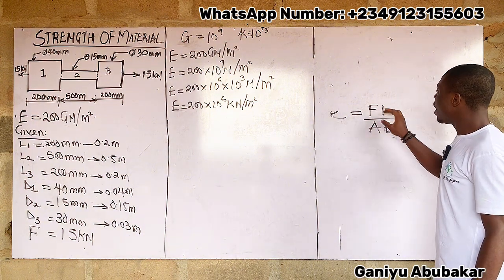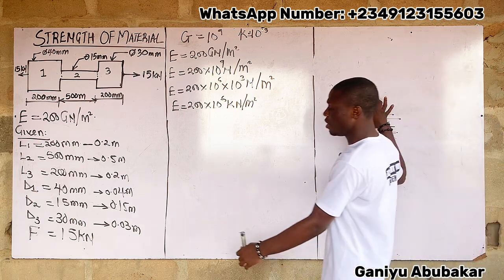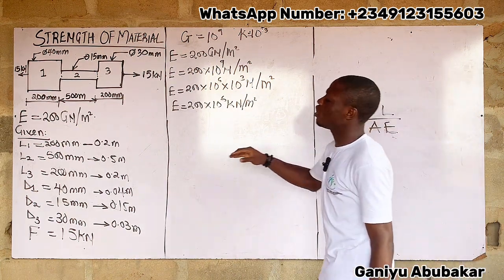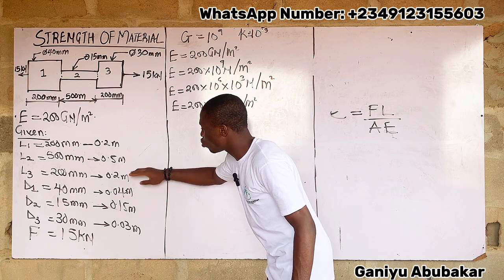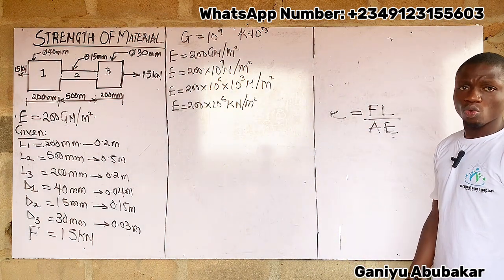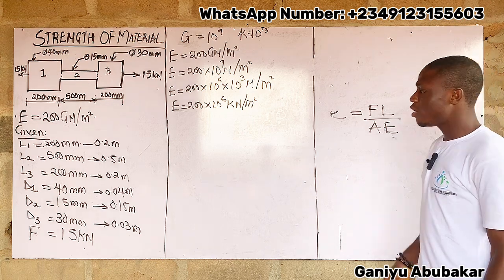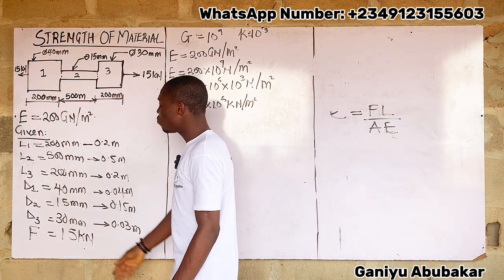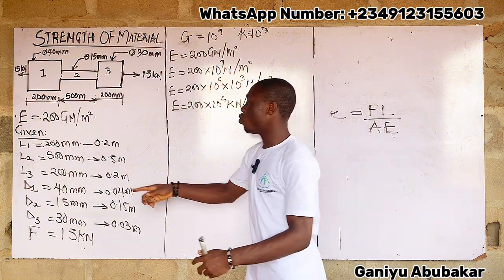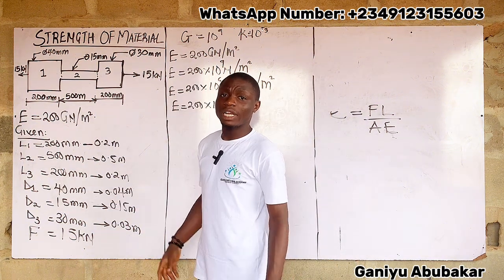FL over AE. Am I given F? Of course, that's 15. Number 2, am I given length? Yes, I'm given length for each section, section 1, 2, and 3. Am I given area? No. I do not know area, but I'm given diameter. So I can now easily convert my diameter to area. So I need to get area.